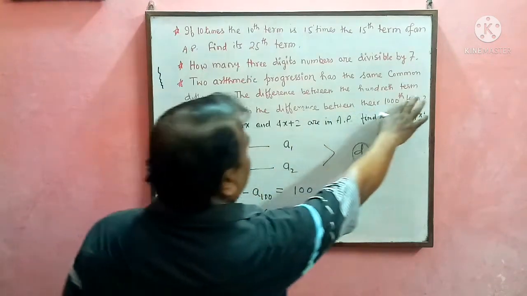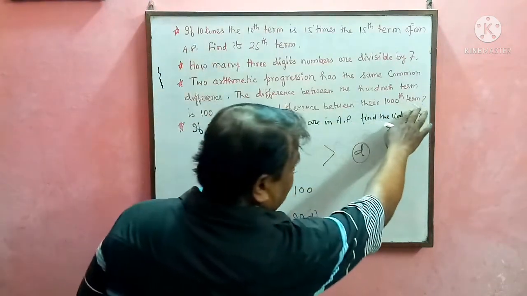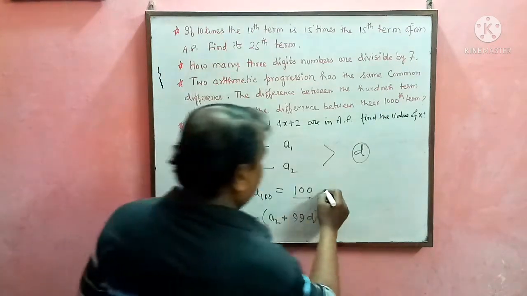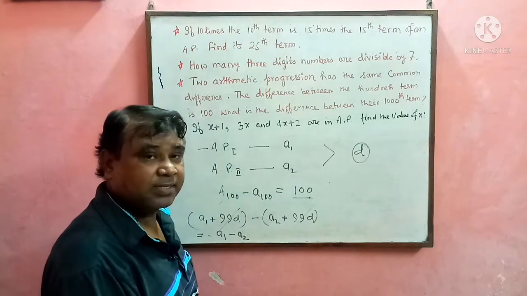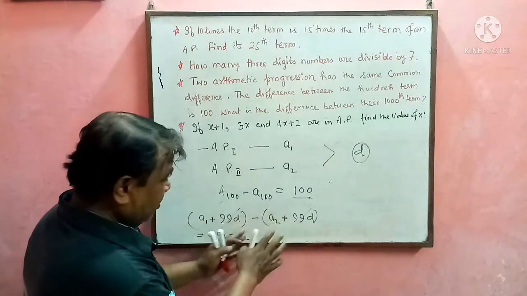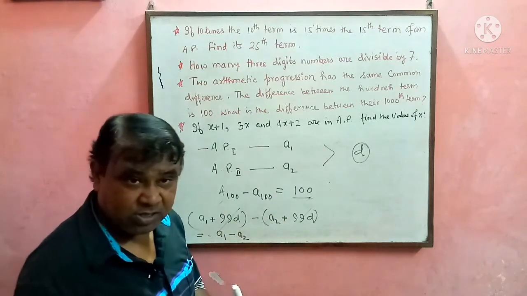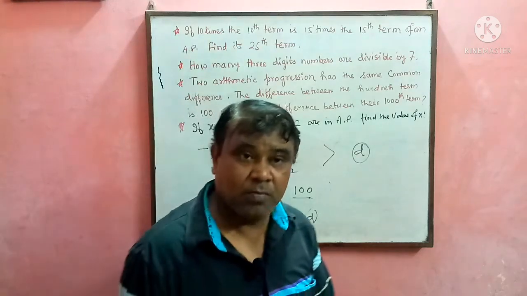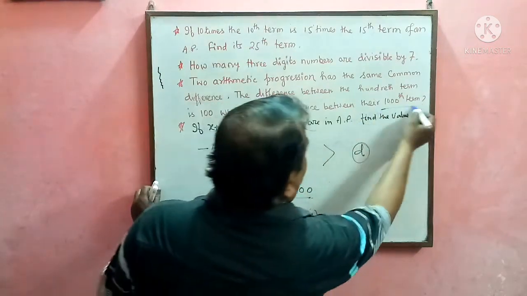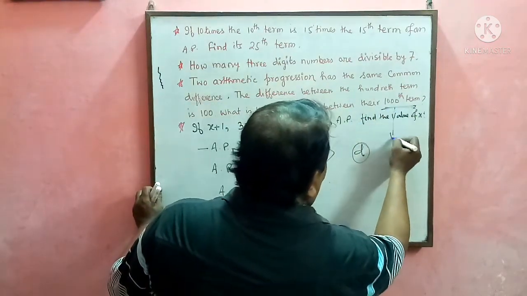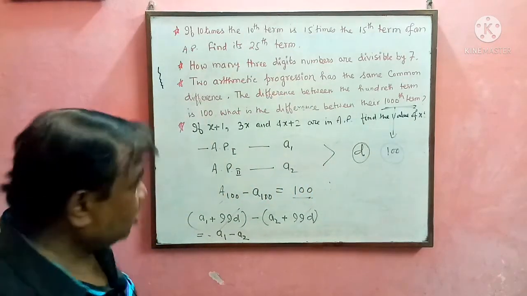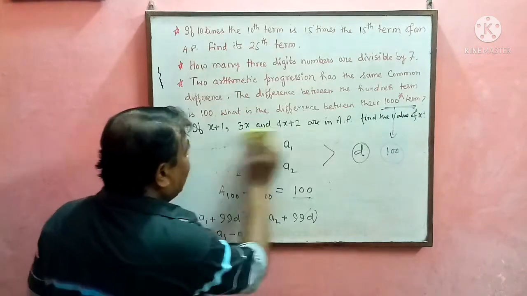So definitely, what is the difference between their 1000th terms? That is also 100. So the difference between the 1000th terms is 100. Just try to remember this one, that D will get cancelled for the same number of terms. Only the difference between the first terms will remain. So the difference between the 1000th terms is also 100. Got it?